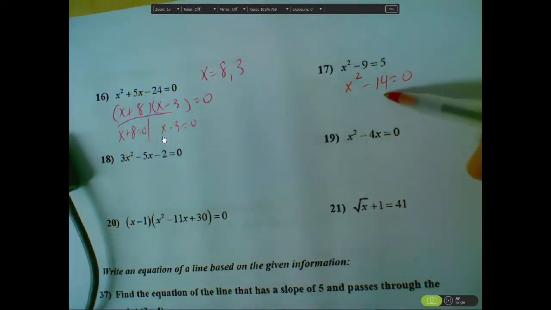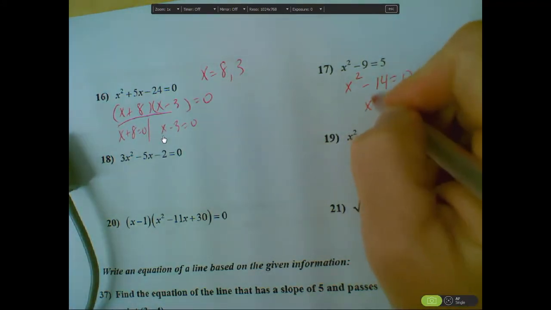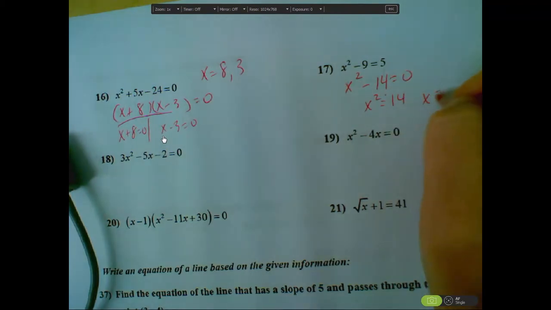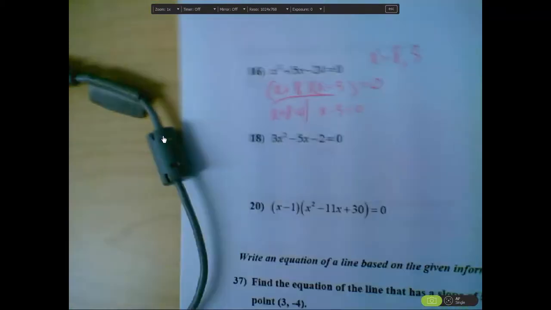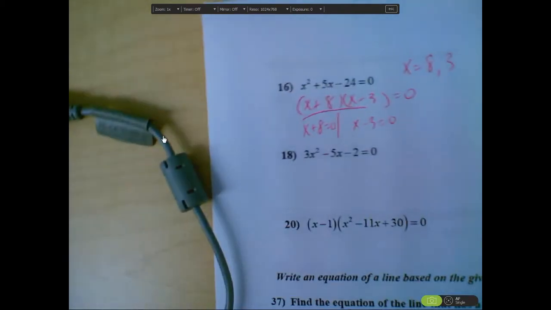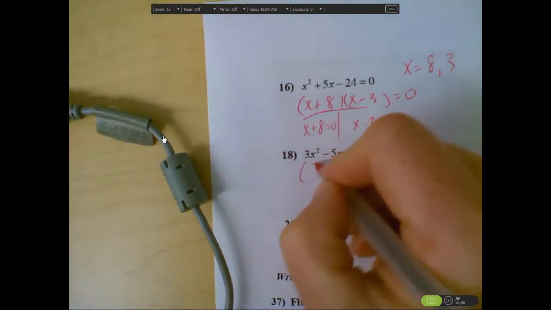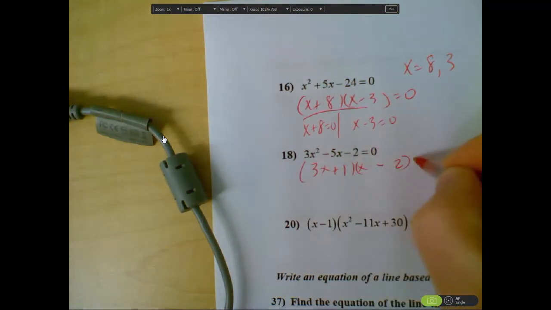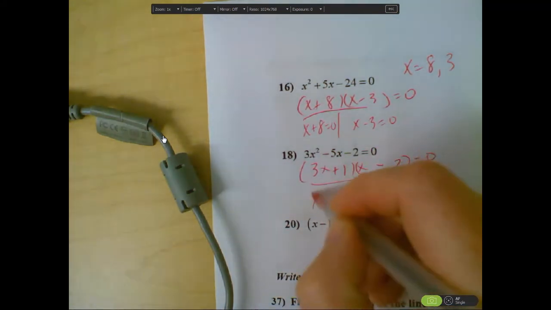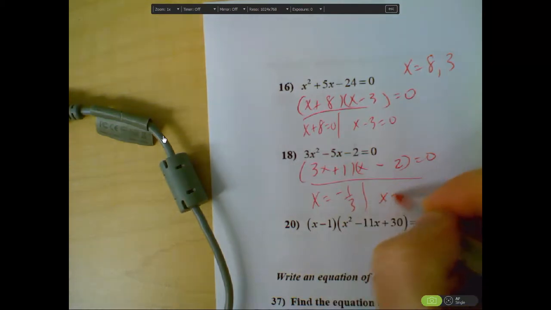So then when you can't factor, then you say, oh no, and you move the 14 to the other side, and your answer is x equals plus or minus square root 14. Here we're going to try to factor. I think it'll work. 3x and x and 2 and 1 and negative 6 plus 1 equals 0. So then x equals negative 1/3 and x equals 2.